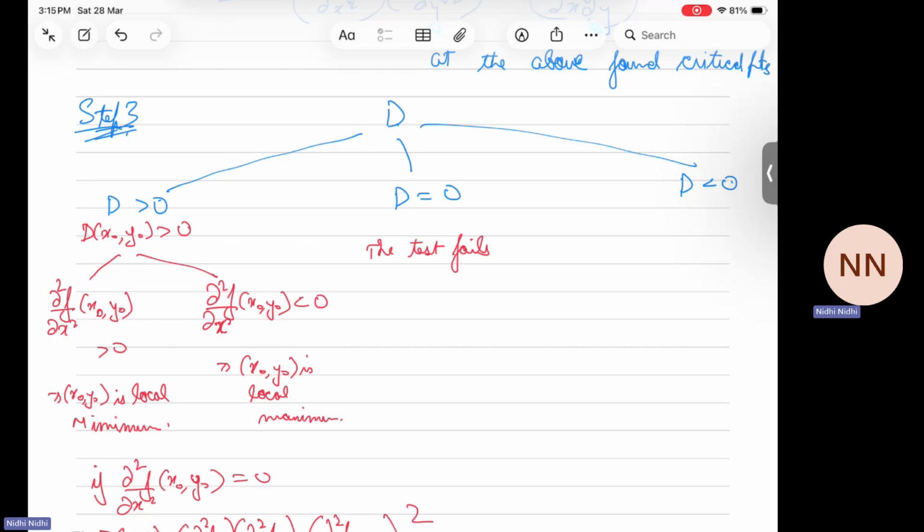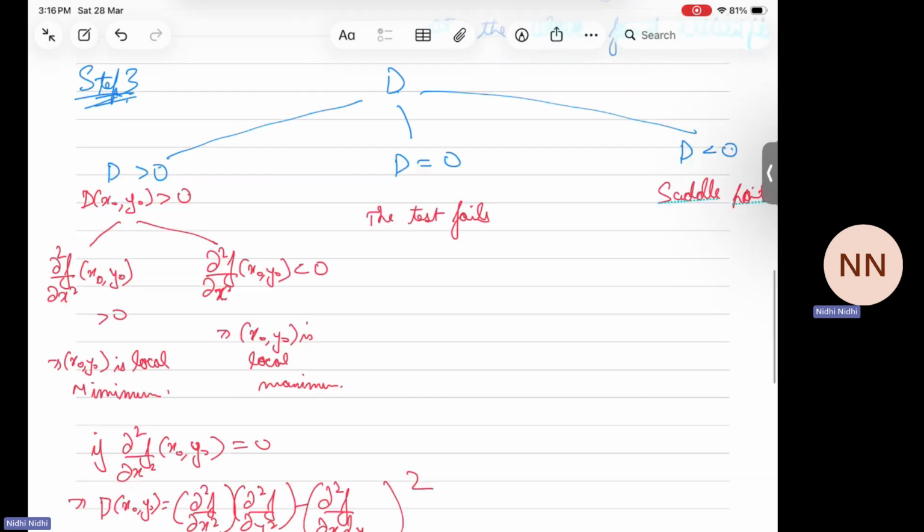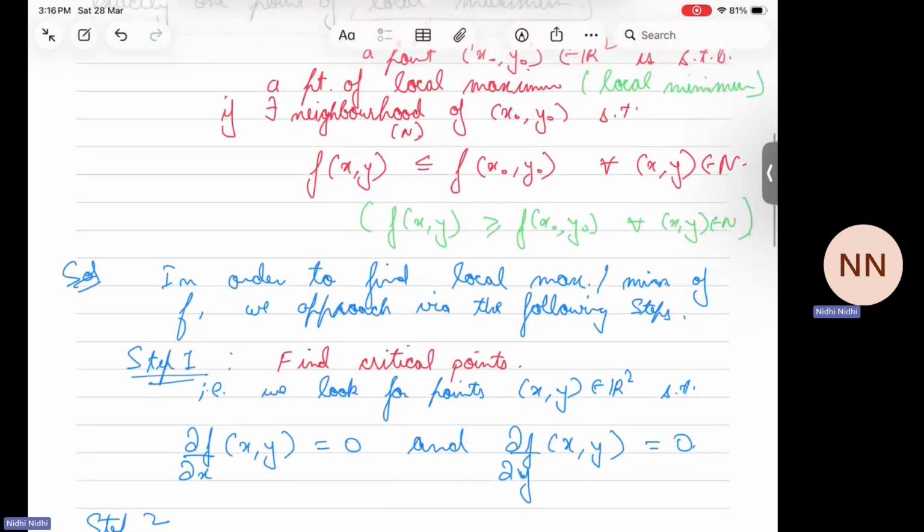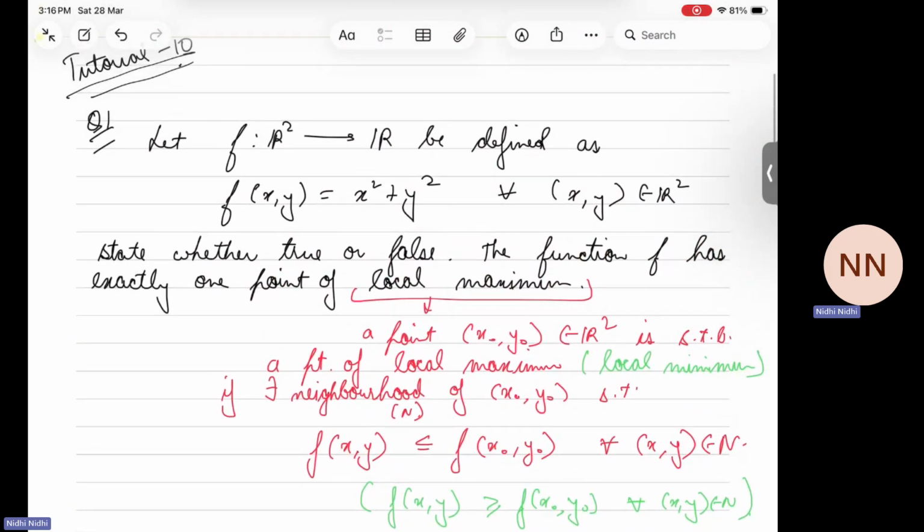That's the only way you can move ahead in the case when D equals to 0 at some critical point. You can't say anything. And if D is negative, in that case, we get a saddle point. That means a point where the concavity changes, but it is neither maximum nor minimum. Okay, I hope this idea is clear how we look for critical points and the local maximum and minimum for a function of several variables. Now, in our case, we have this function f(x,y) equals x square plus y square.